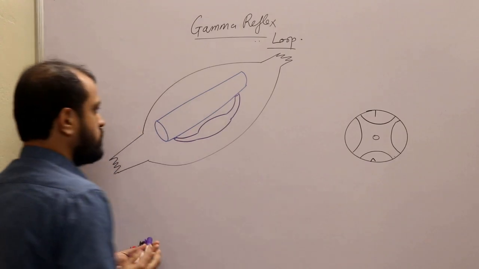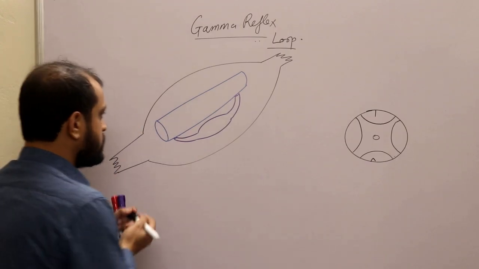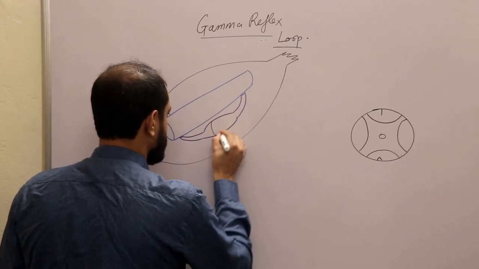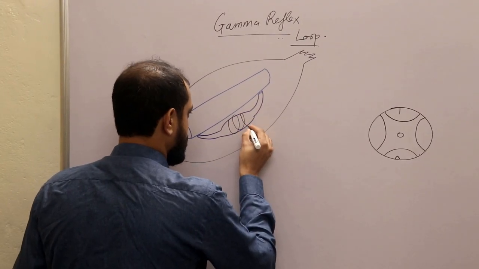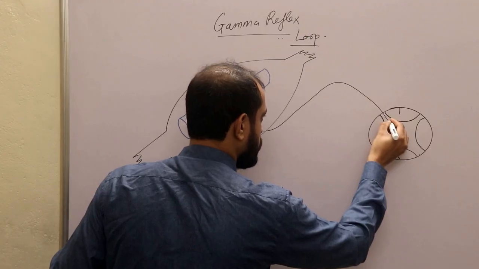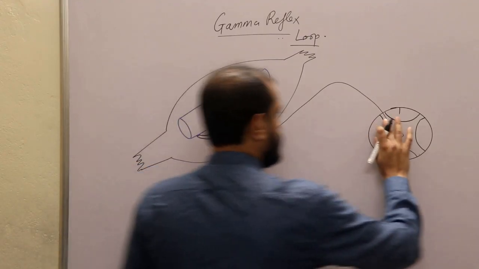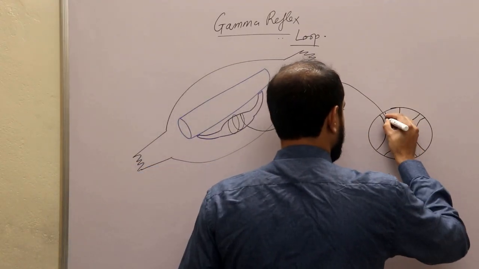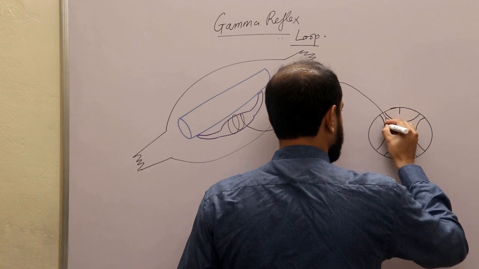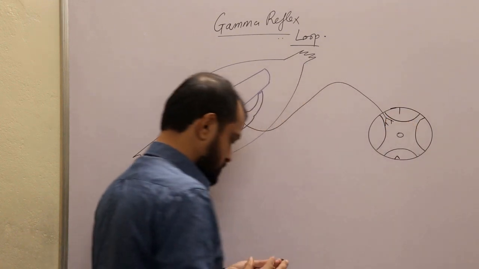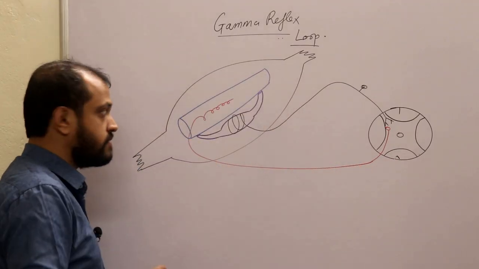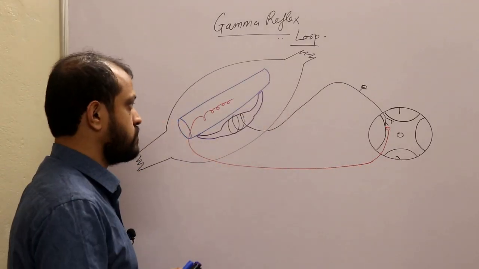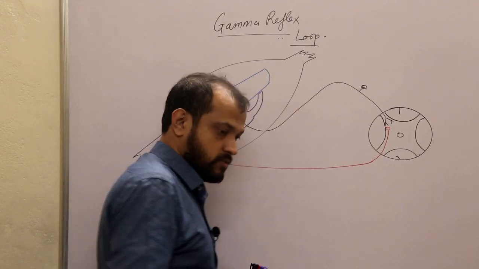Now the important point you need to understand is that these intrafusal fibers are acting as stretch receptors, right? And when they are activated, they will activate group 1A fiber, right? This group 1A fiber will actually bifurcate to give two fibers, right? This is alpha motor neuron. Alpha motor neuron will now innervate extrafusal fibers. Now listen with all your attention. What is the gamma reflex loop?